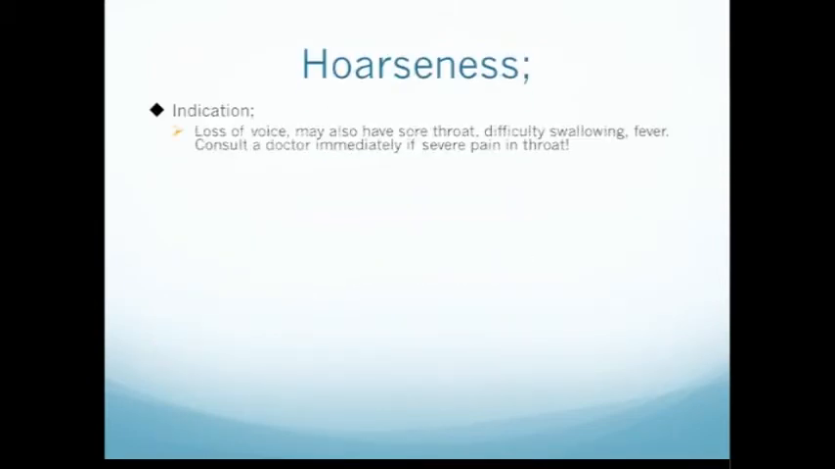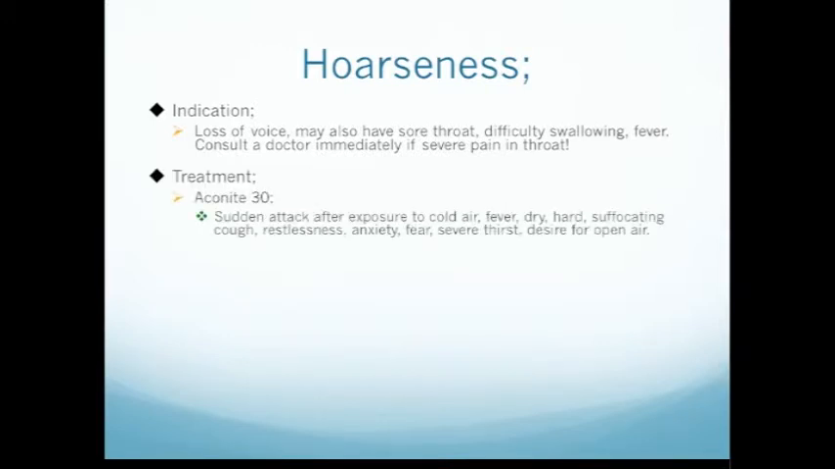Hoarseness, loss of voice. May also have a sore throat, difficulty swallowing, fever. Consult a doctor immediately if the pain in the throat becomes very severe. Aconite 30 is good for sudden attacks of hoarseness after exposure to cold air, with fever, dry, hard, suffocating cough, restlessness, anxiety, fear, severe thirst, and a desire for open air.